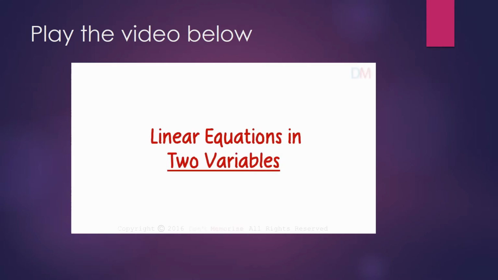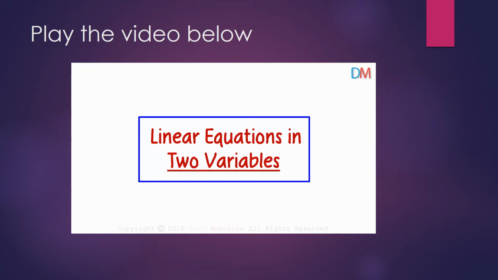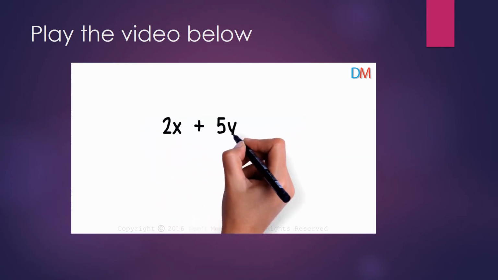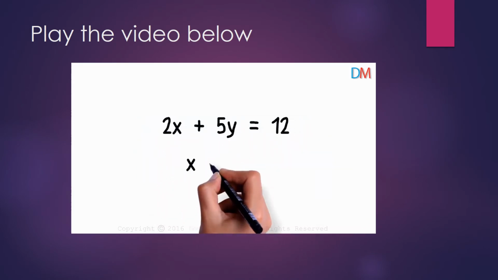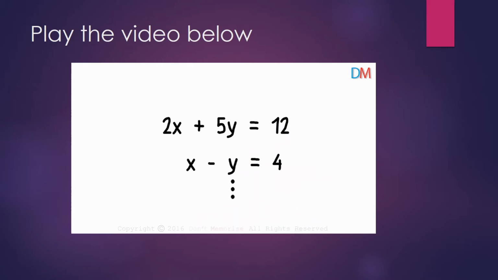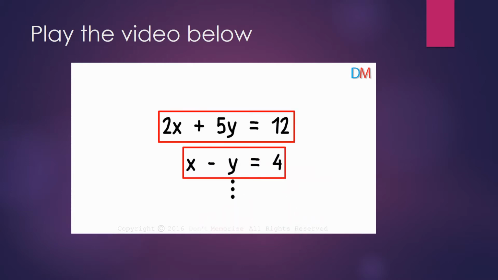Before we move on to how linear equations are plotted on the coordinate plane, let's quickly review what linear equations in two variables are. We've seen equations like 2x plus 5y equals 12 or x minus y equals 4 and so on. These are examples of linear equations in two variables. Each of the equations has two variables x and y. But how do we generalize it? How can we define it?